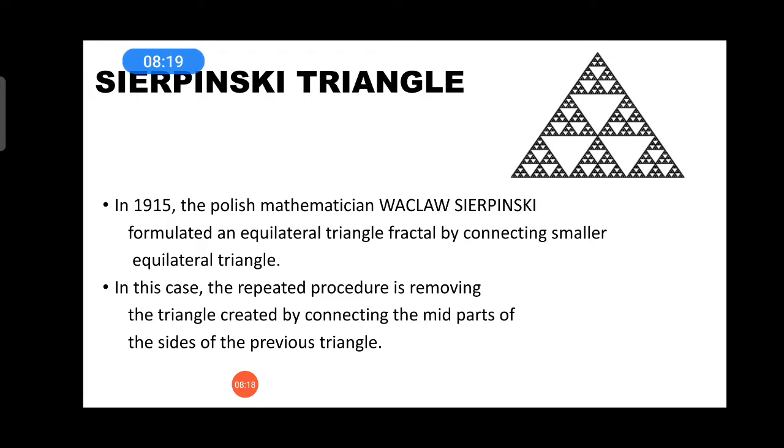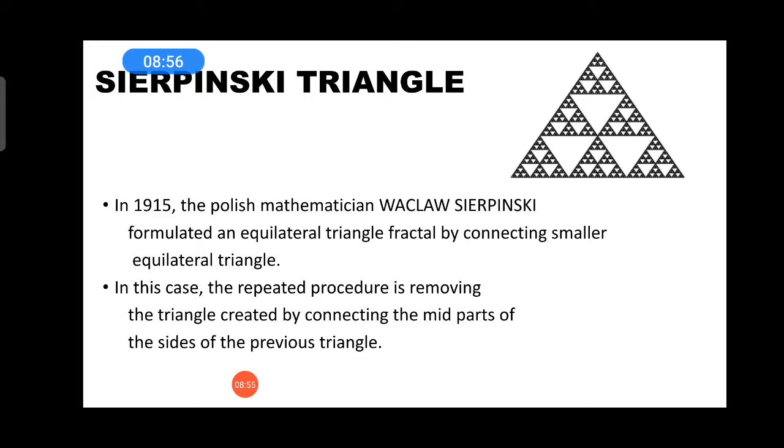The Sierpinski triangle is a self-similar fractal. In this case, the repeated procedure is removing the triangle created by connecting the midpoints of the sides of the previous triangle. This leaves us with three Sierpinski triangles, each of which has dimension exactly one half of the dimensions of the original triangle and area exactly one fourth of the original area. Also, each remaining triangle is similar to the original triangle. The Sierpinski triangle is an example of a geometric representation of a geometric sequence.